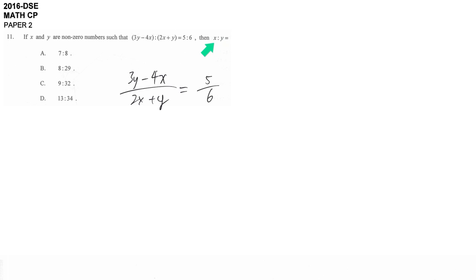It's impossible for you to get x alone because x can be many different values. What we are calculating is x to y, that means x over y. So don't get lost. Our target should be x over y equal to something. That's our target. To do so, we just solve it like the normal equations.